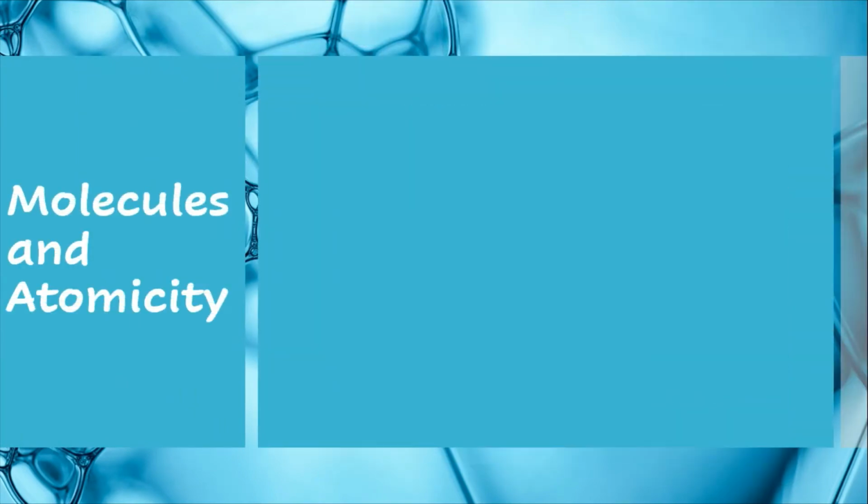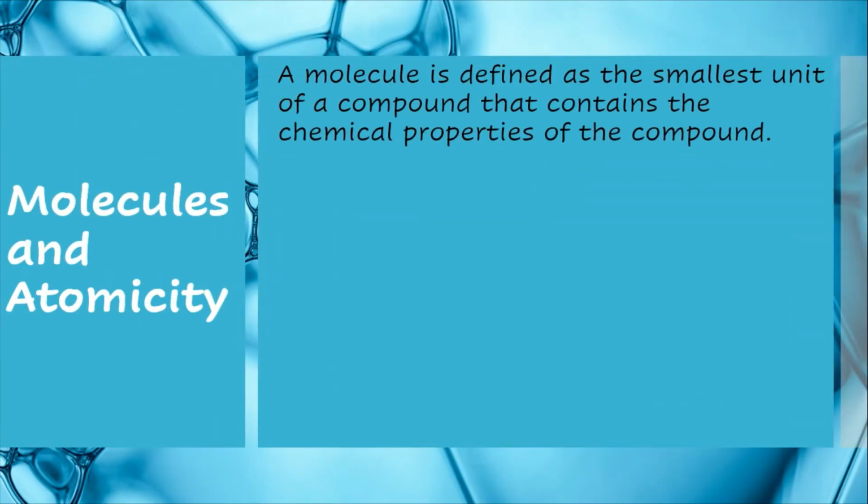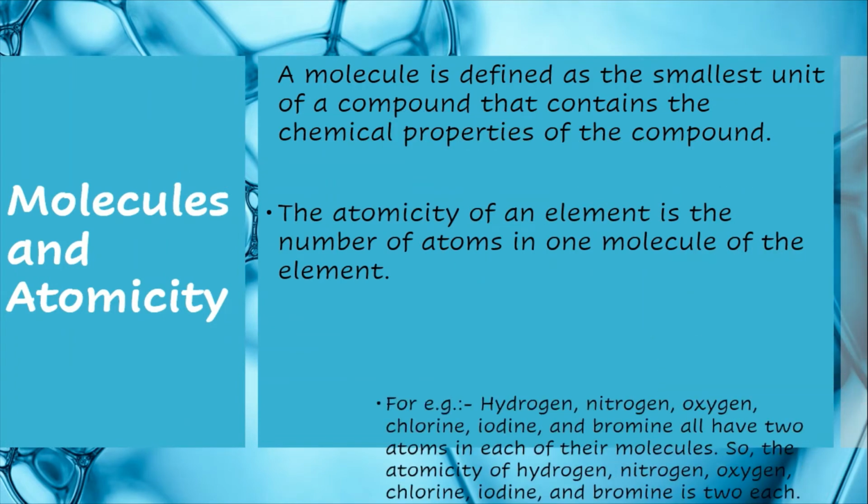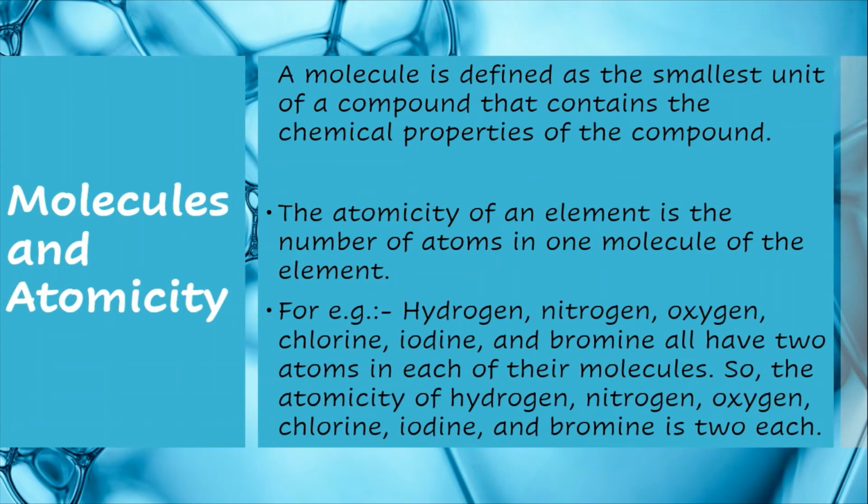Molecules and atomicity. A molecule is defined as the smallest unit of a compound that contains the chemical properties of the compound. The atomicity of an element is the number of atoms in one molecule of the element. For example, hydrogen, nitrogen, oxygen, chlorine, iodine and bromine all have two atoms in each of their molecules. So, the atomicity of hydrogen, nitrogen, oxygen, chlorine, iodine and bromine is 2 each.